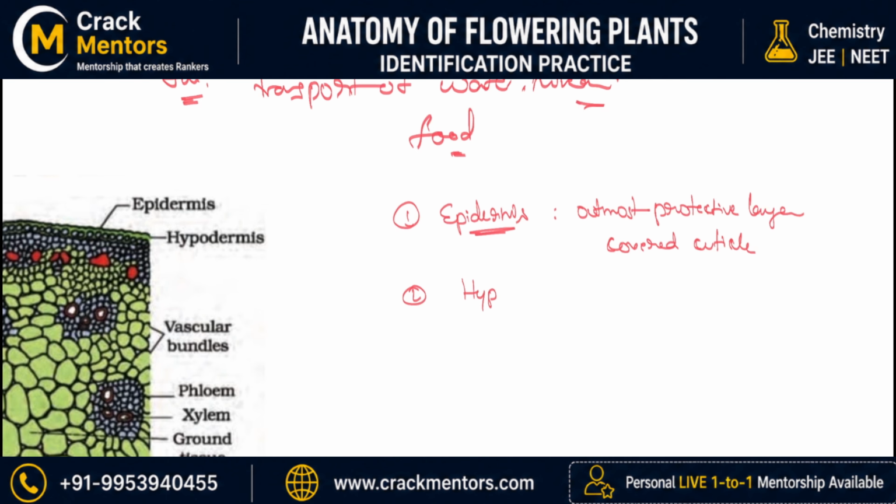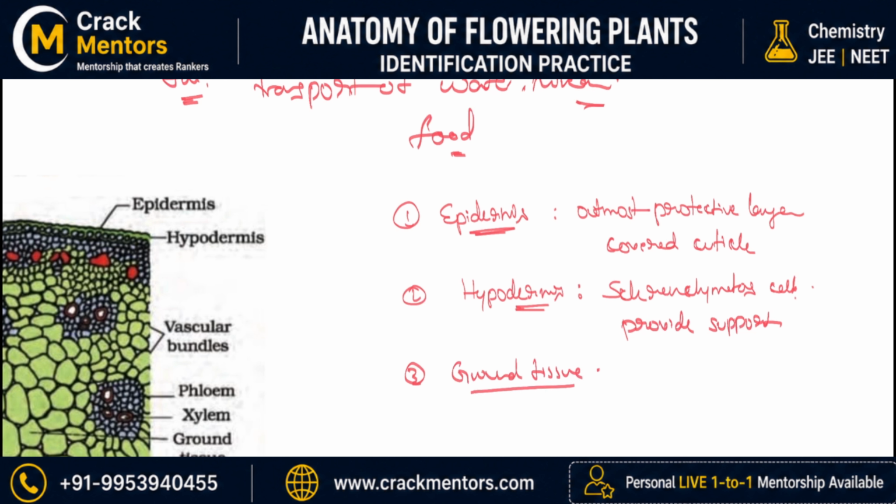After the epidermis, next we have the hypodermis. In the cortex we don't have 3 zones, we just have a single zone of hypodermis, and this hypodermis is made up of sclerenchymatous cells. These sclerenchymatous cells provide support. After the hypodermis, the next layer we have is our ground tissue. This is an entire tissue made of parenchymatous tissue. Ground tissue is totally made up of parenchymatous cells.